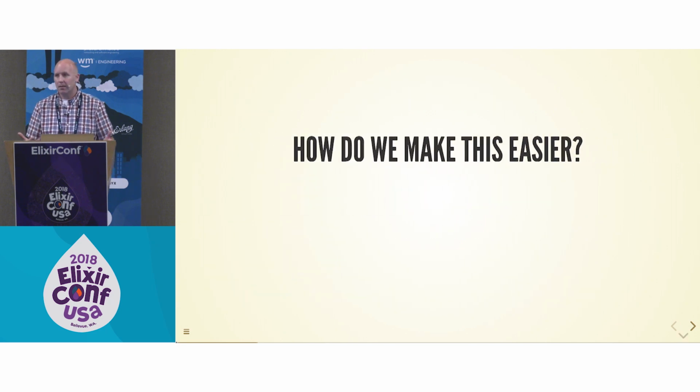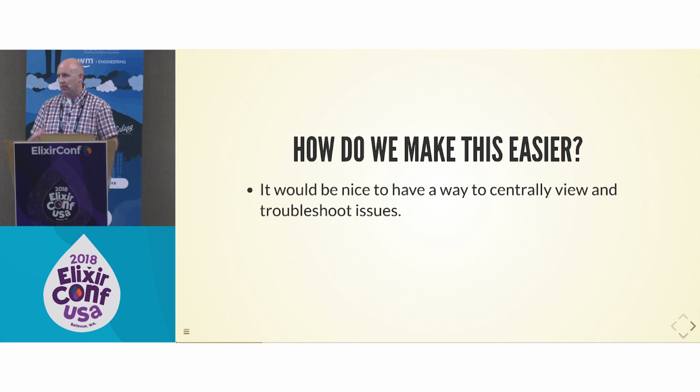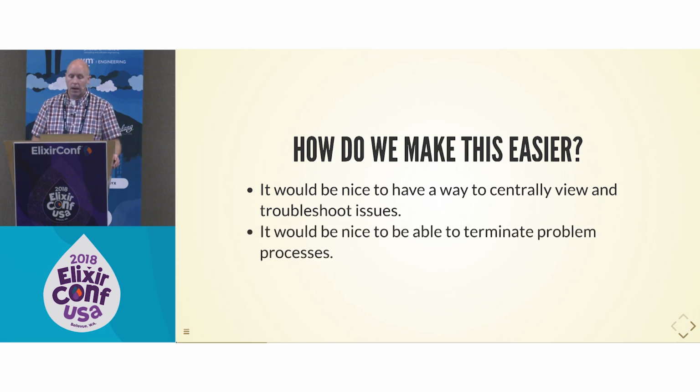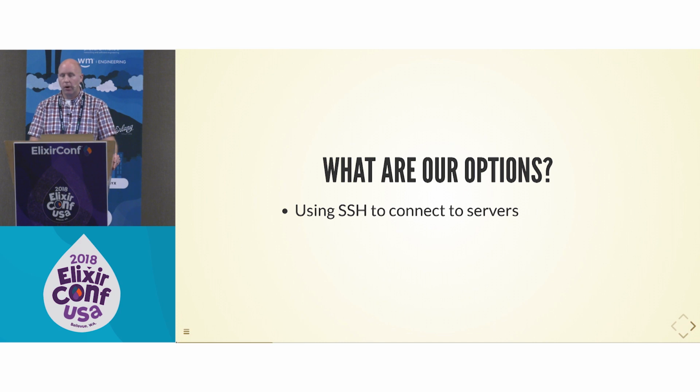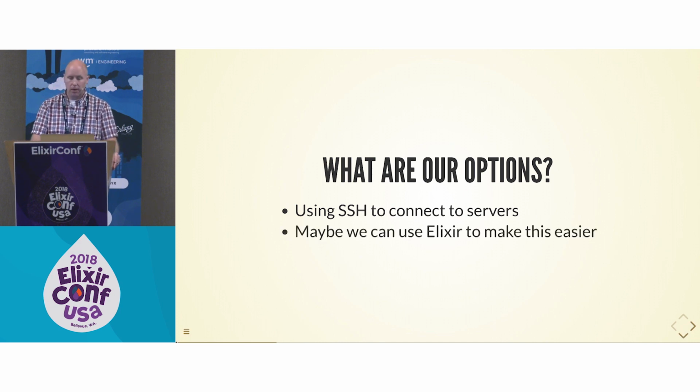So how do we make this easier? We have to log into all these instances and figure out what's going on. It'd be nice if we could bring this together in a centralized view to troubleshoot these issues. And it would also be nice to be able to terminate problem processes when we identify them. What are our options? Well, we already have an SSH connection to the box, so we could use that. And maybe we can use Elixir as well to help us with this.